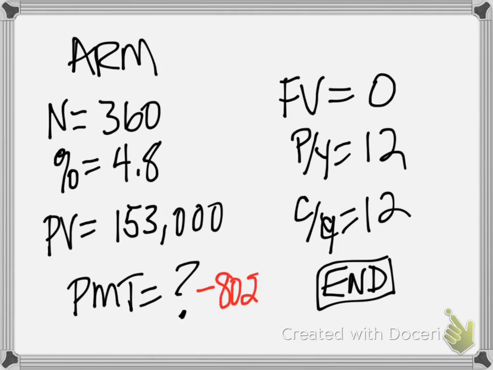Now when you run this, what we end up finding is that this payment comes out to $802.74. That gives us our payment for every month of the first year. We will make a mortgage payment of $802.74.